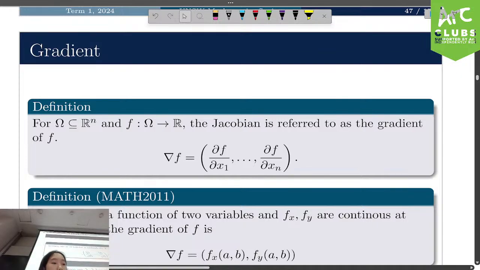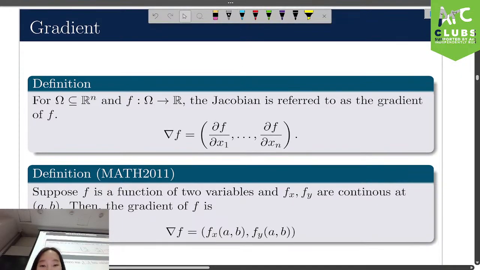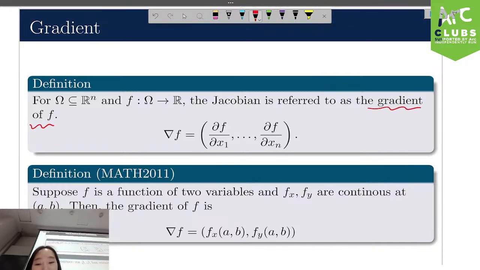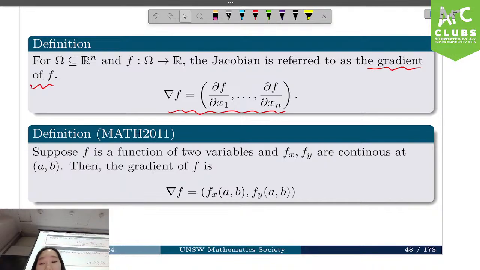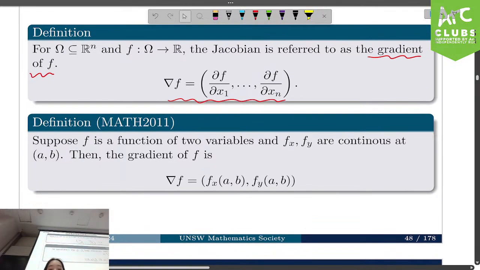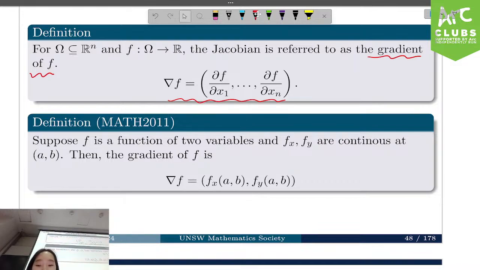Gradient. For our omega and our f, the Jacobian matrix is referred to as the gradient. We use this way to define the gradients. So that's our first row, you can see. Or we use another way, which is for MATH2011. We suppose f is a function of two variables, and fx and fy are continuous at a and b. Then the gradient of f is simply the partial derivative of f with respect to x and the partial derivative of f with respect to y, and we evaluate those derivatives at the point (a, b).